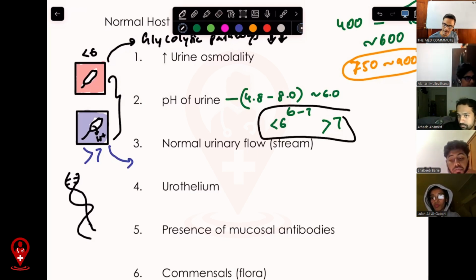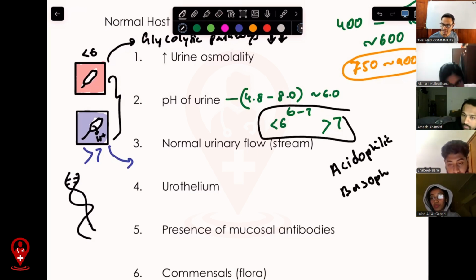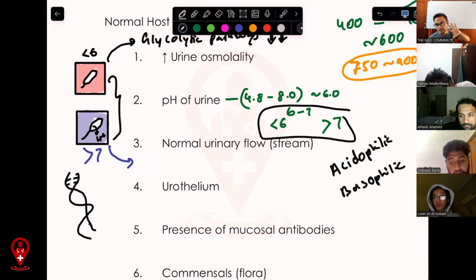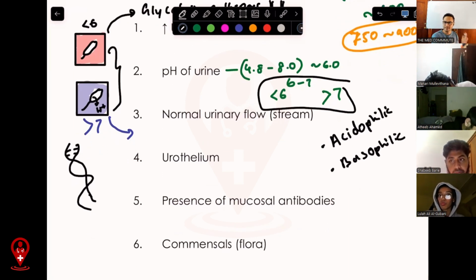There are some bacteria called acidophilic bacteria, and there are basophilic bacteria. Just like the name says, acidophilic, they love an acidic environment. Basophilic, they love the basic environment. So there are some species that this rule doesn't apply to. We are not going to talk about the names of those species, not really necessary. Just know there are some species.